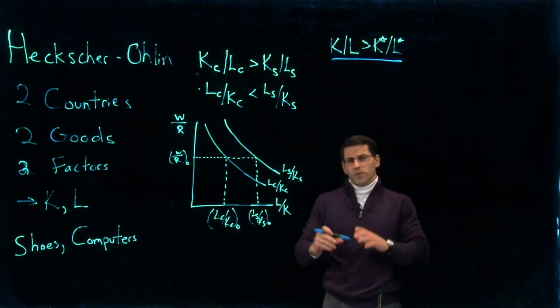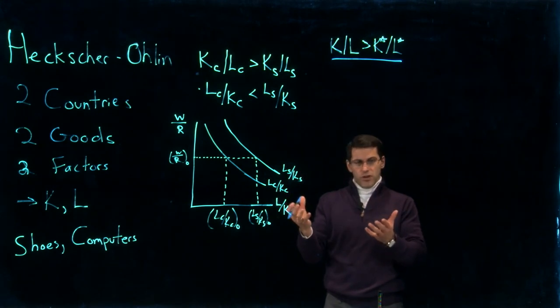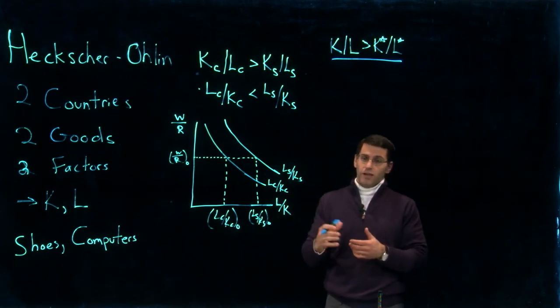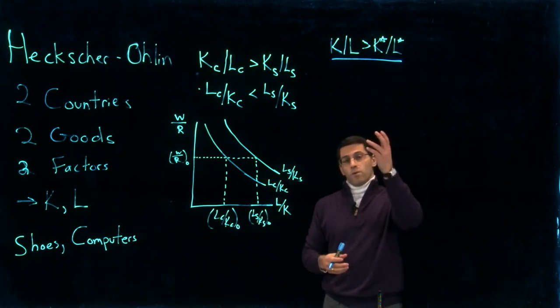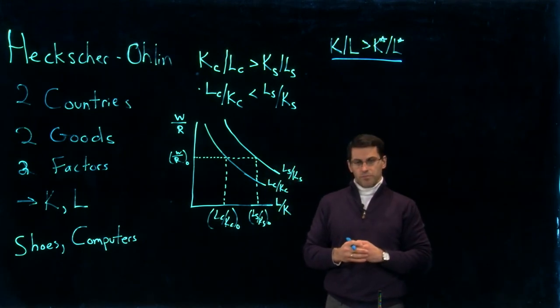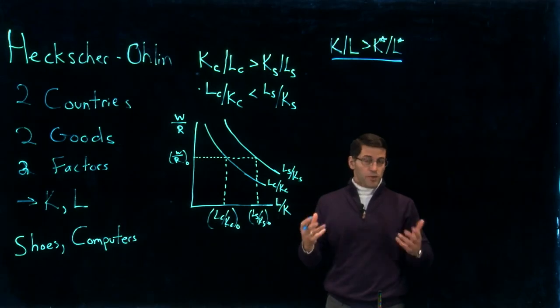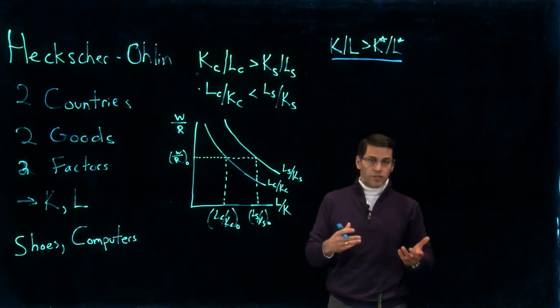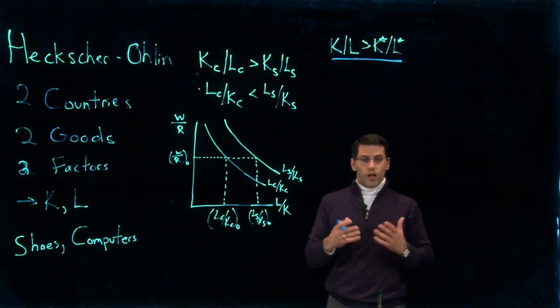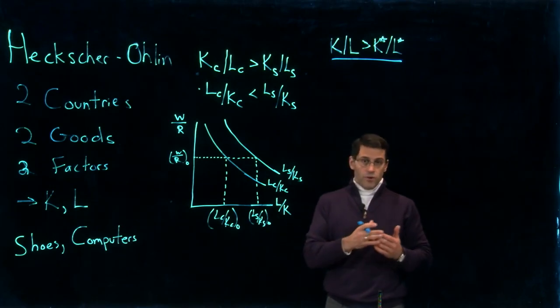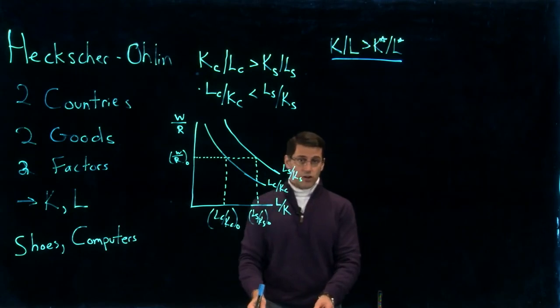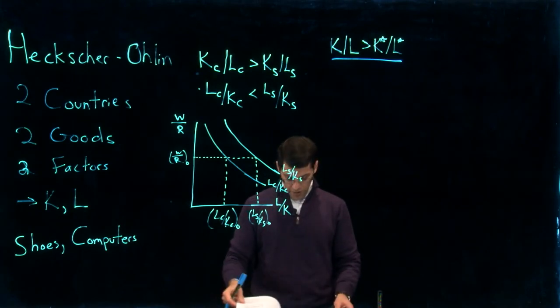So if we take all of this information that we have, our assumptions that computer production is capital intensive and that the home country is capital abundant, what would that mean for our PPFs, and what would that mean ultimately for our relative price of computers in the home versus the foreign country in autarky? Remember, autarky means without trade.